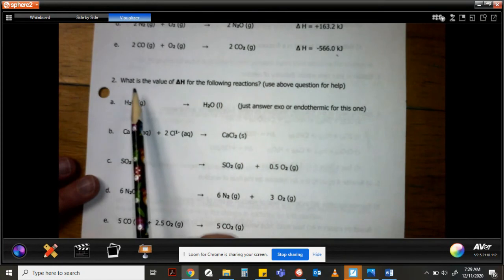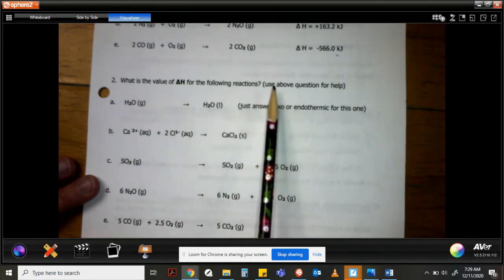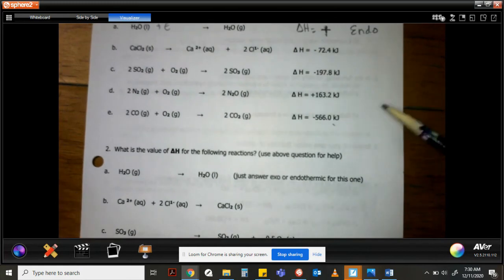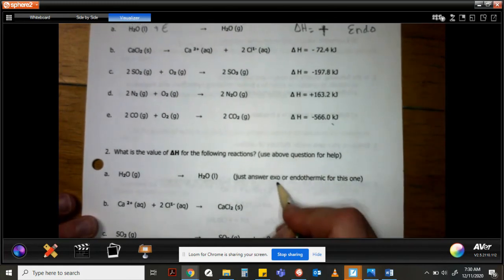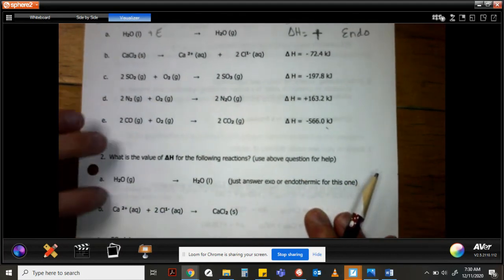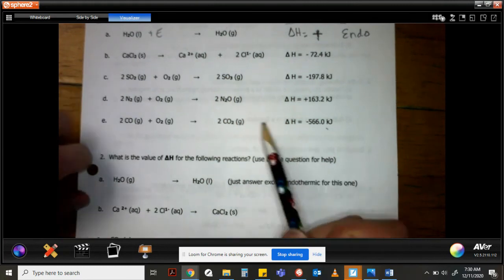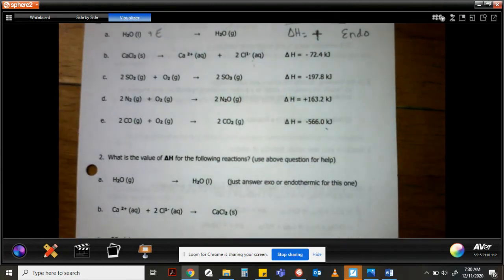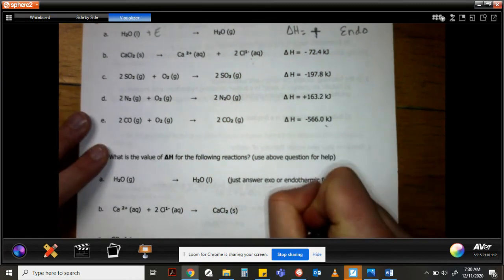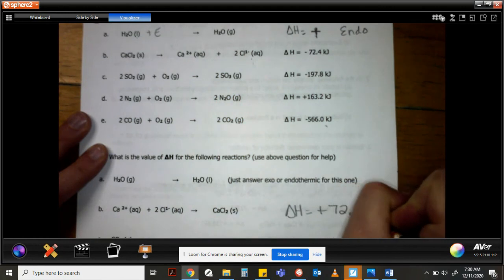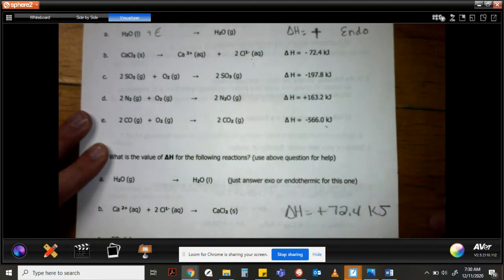So for question 2, what is the value of delta H for the following reactions? Use above questions for help. So you're going to use these. For this one, you're just telling me whether or not it's exothermic or endothermic, but for these other ones, you're going to look and tell me what's changed between these two. Okay, so for our B, our reactants and products have switched places. So for this, you would tell me that, hey, my delta H is going to be a positive 72.4 kilojoules.